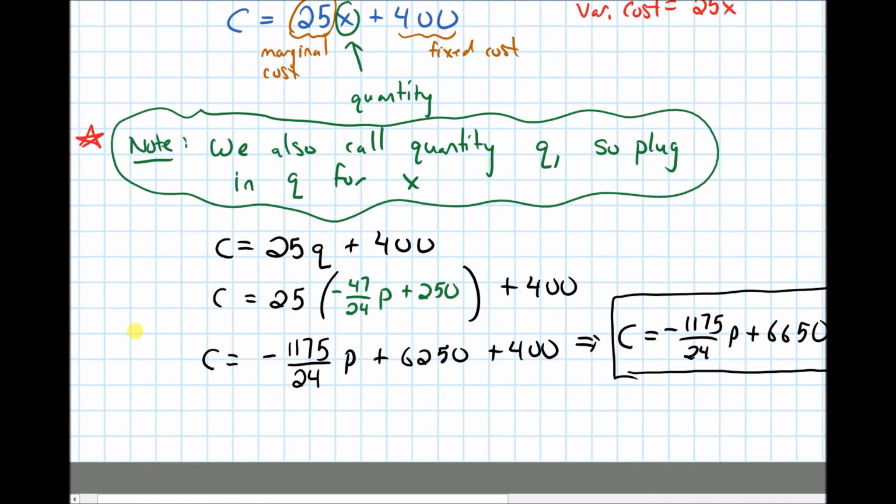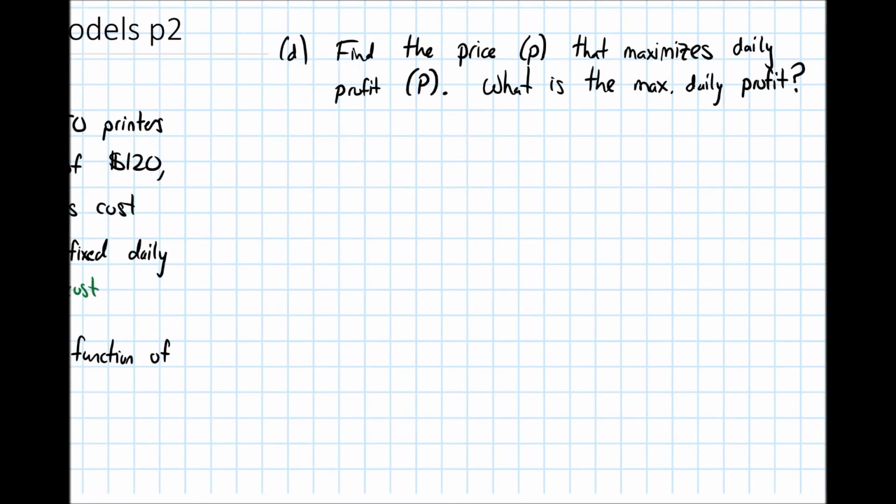All right, so now let's do one more part to this example. So finally, in part D, now let's find the price, P, that maximizes daily profit. So daily profit is capital P. It's a little bit confusing. I'll do my best to write profit as a larger P. This should be capital P, whereas price is lowercase p. Okay, so what is the maximum daily profit? So I know this problem involves profit, so let's write down our formula for profit.